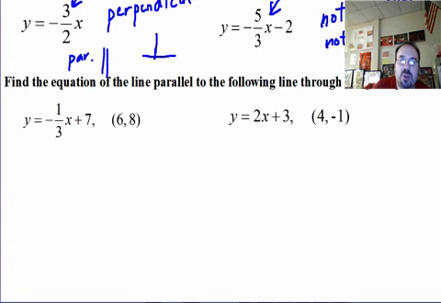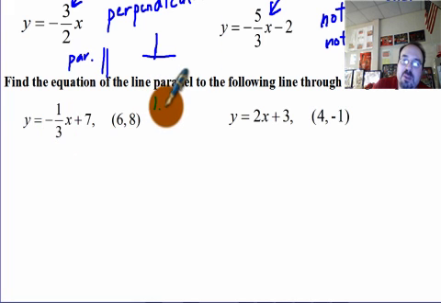Okay, so the next thing I want to do is find the equation for a line that's parallel to another line going through a certain point. Sometimes it might be difficult because it's hard to find the original slope, but in this problem it's going to be pretty easy because we just have to look at it, since it's already in slope-intercept form.